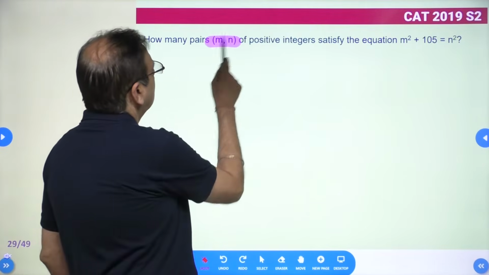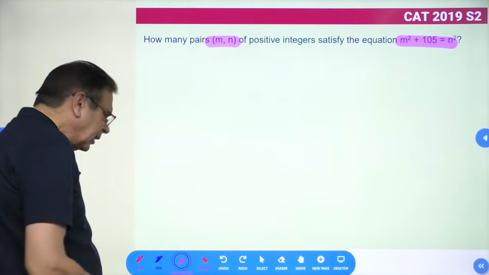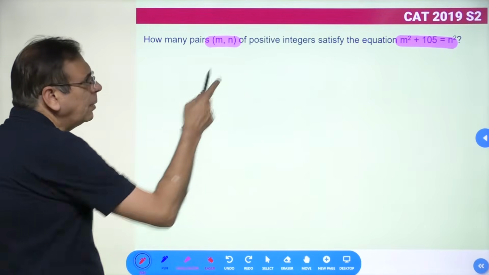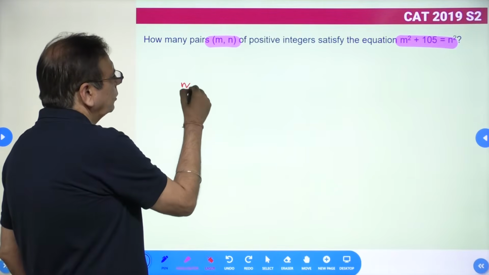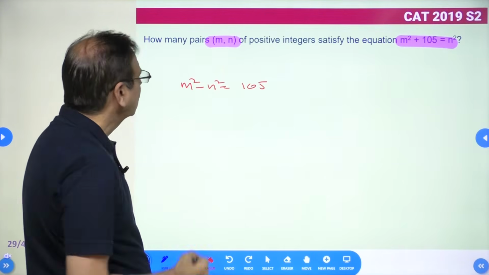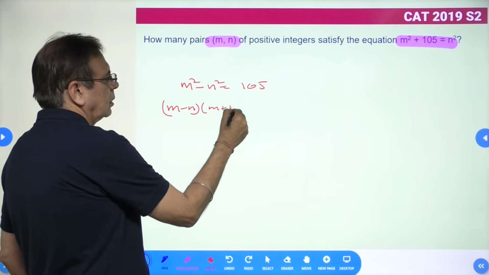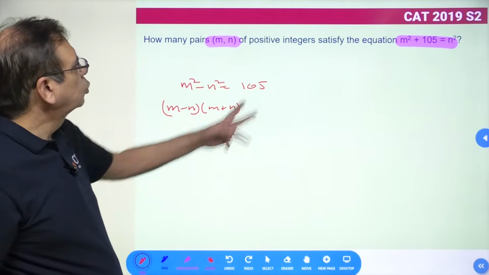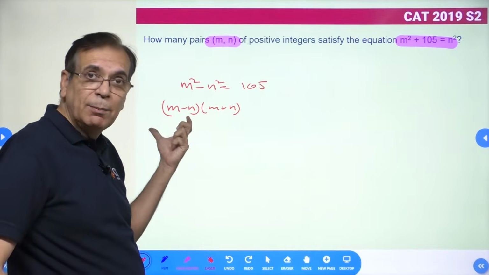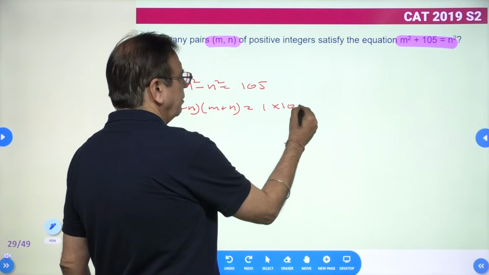How many pairs mn of positive integers satisfy this particular equation? A very standard question. There is one method for this, and we have to apply that everywhere. Okay. The moment you see this, what is the step you need to do? M square minus n square is equal to 105. And what is m square minus n square? This is the product of two positive integers, because if m and n are positive integers, m plus n will be a positive integer, m minus n will also be a positive integer. This should be equal to 1 into 105.